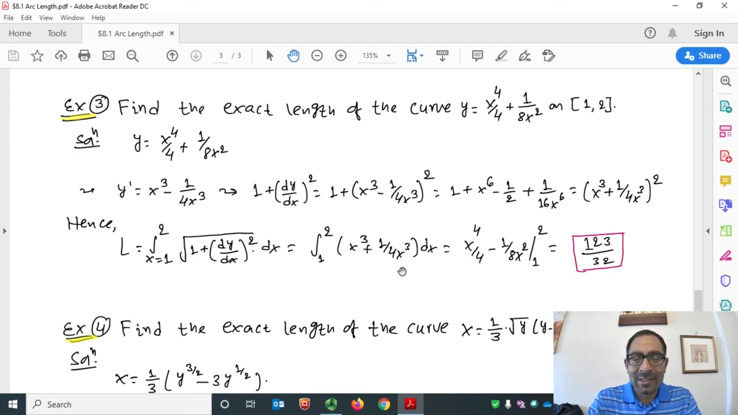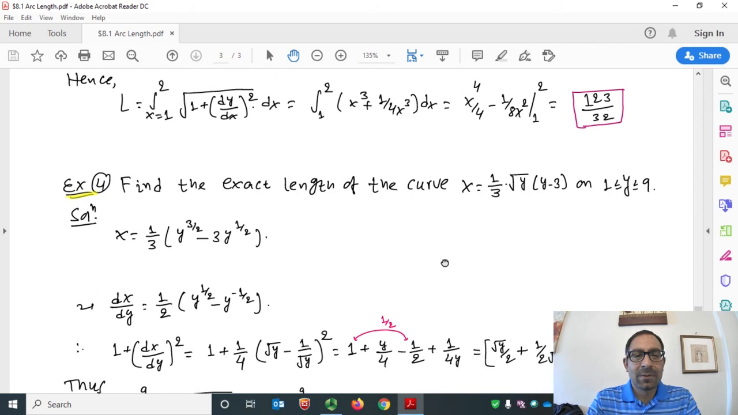We can easily take the integration. So take the integration, and in the next step put the value x equals 2 as the upper limit and minus x equals 1 as the lower limit. Simplify. It turns out that the arc length of the given curve between x equals 1 and 2 is 123 over 32. Awesome. I hope this computation makes sense to you all. Now let's move on. Let's do example 4.